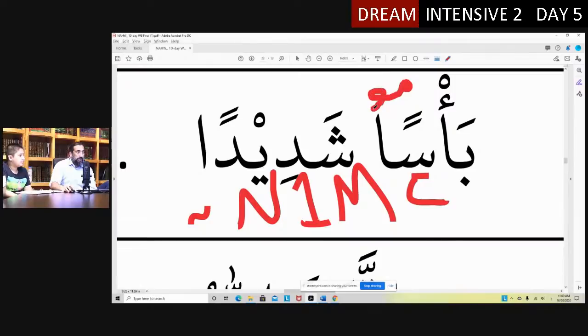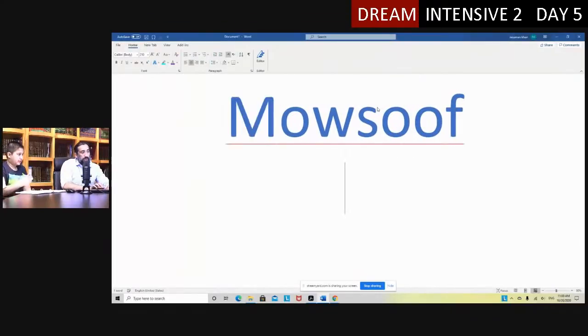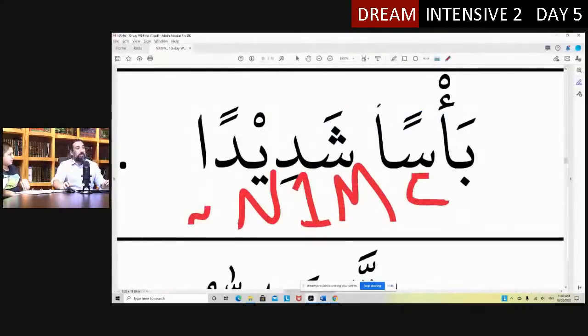Now say this word for me. Mawsuf. Here's how you write that. Just look at it. And then the next word, the adjective, is called the sifa. You could have one mawsuf and lots of sifas. Mawsuf, sifa, sifa, sifa. In this case, I would say that ba'san is the mawsuf and shadidan is the sifa.